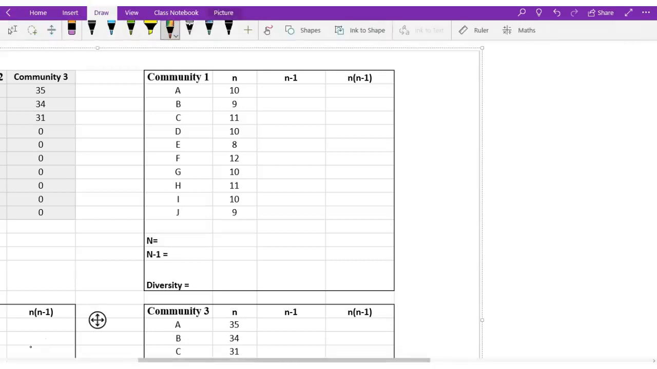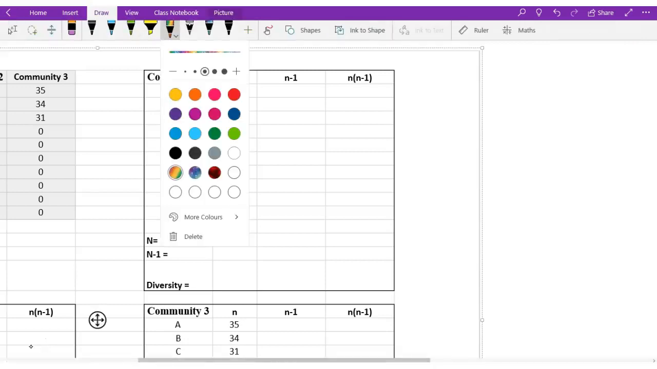Now, still getting used to this new OneNote, but we'll get there. Okay, I've got sparkles here.